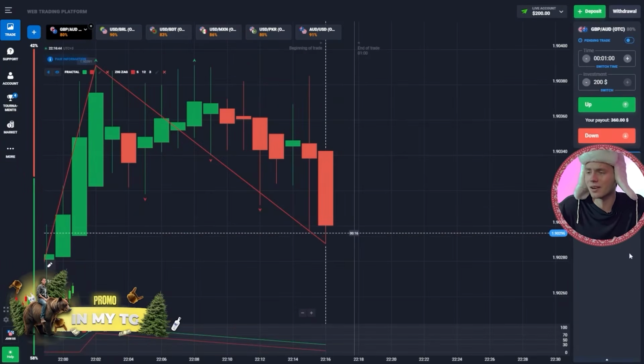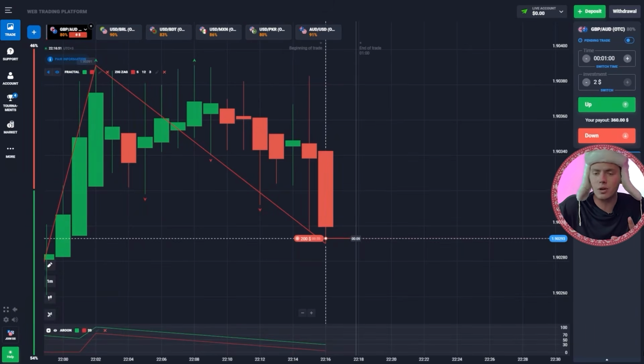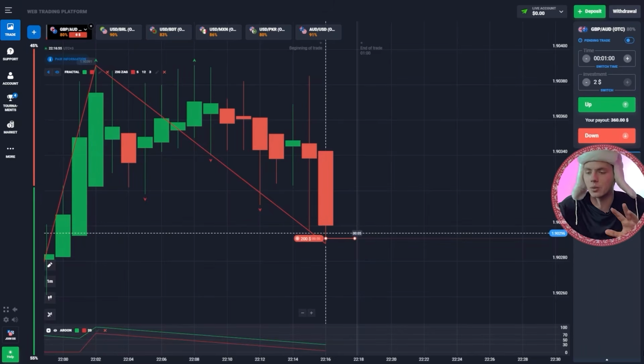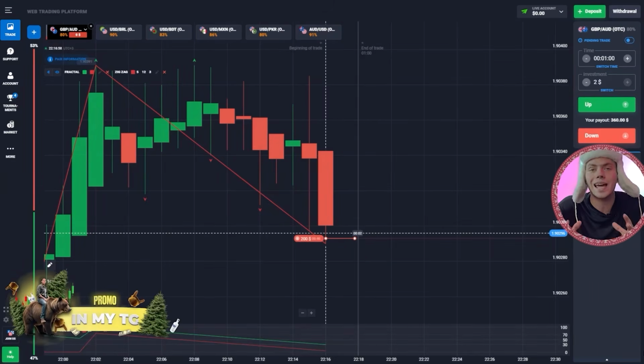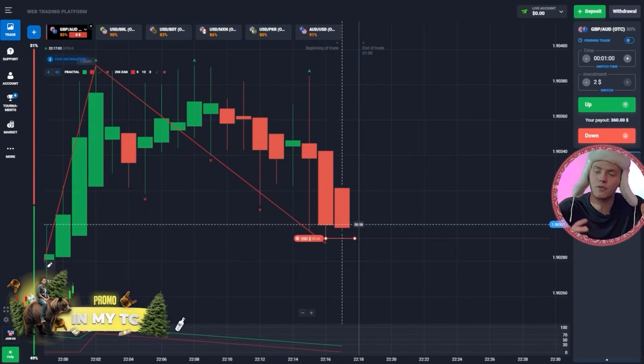Okay guys, here is our first trading pair. Right now I'm opening a down trade, a sell trade. If you take a look at the Aroon indicator at the bottom, you will see that here we have a downgoing trend at the moment. However, it is actually right now for both buyers and sellers.